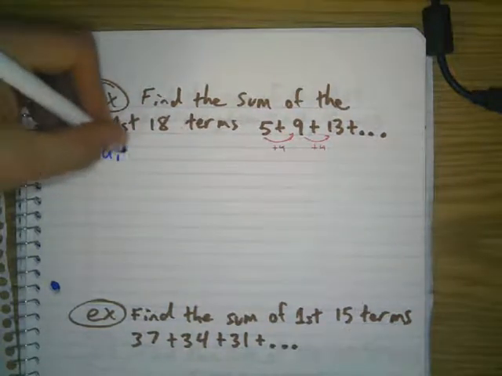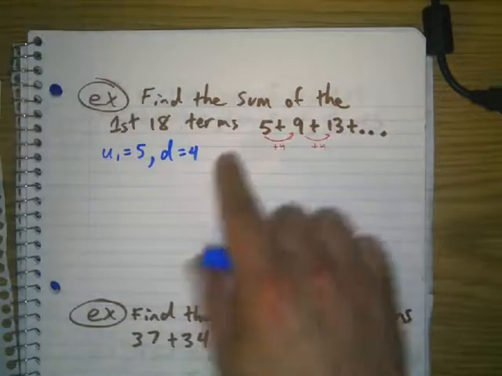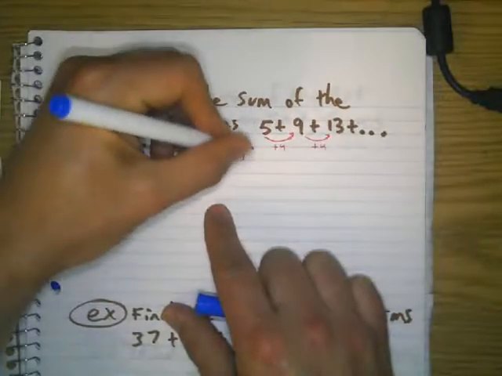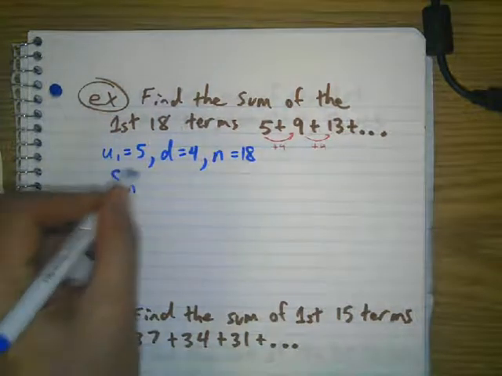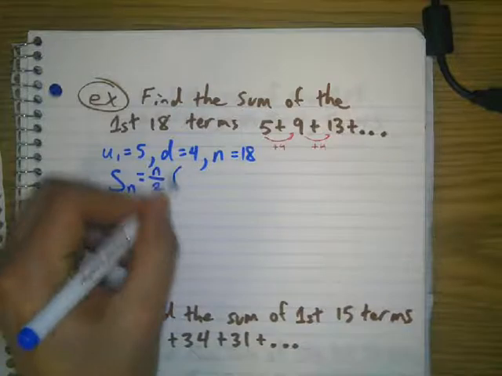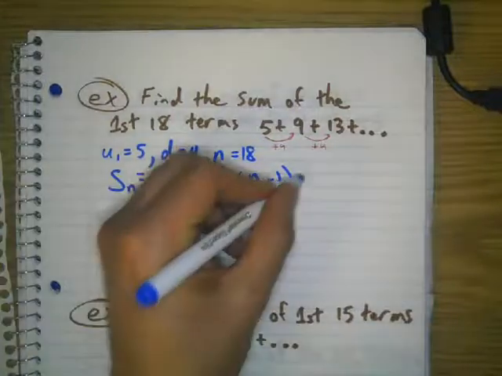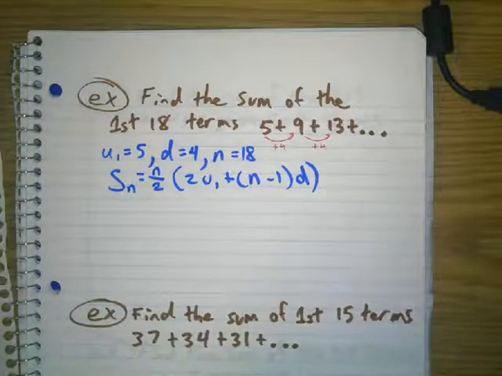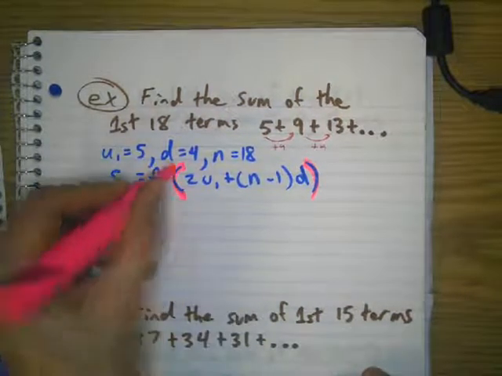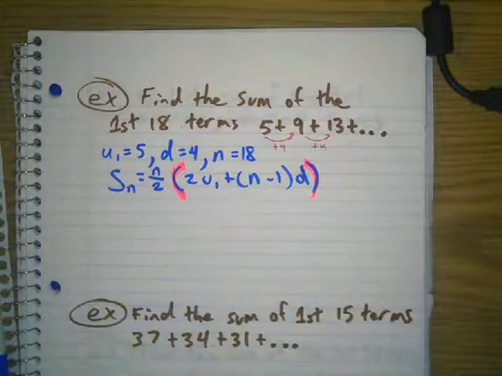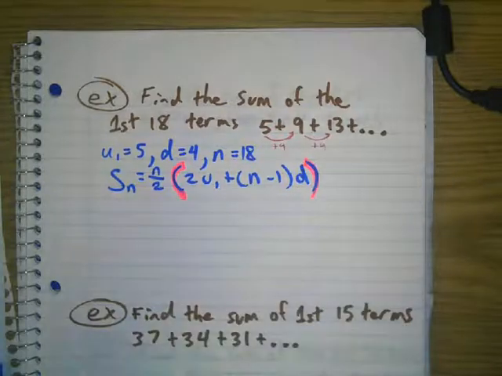So we know that U sub 1 is 5, D is 4, N is 18 because that's the number of terms we're going to add, and I'm going to use that second formula, which is S sub n equals n over 2 times the quantity 2 U sub 1 plus n minus 1 times d. Okay. Be careful. A lot of students in the past forget these parentheses, and they make an order of operations boo-boo. So don't do that. All right, let's plug in the 5 for U sub 1, 4 for D, 18 for n, and then we'll get our answer.